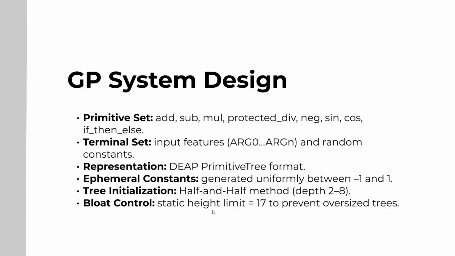Our terminal set consists of all input features represented as ARG0, ARG1, ARG2, and so on, and ephemeral random constants sampled from -1 to 1. We also initialized trees using the half and half method to ensure diversity and applied strict bloat control by limiting the tree height to 70.